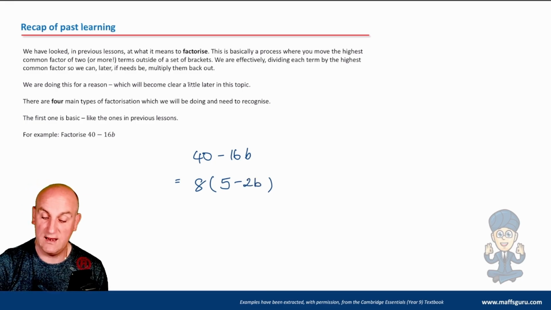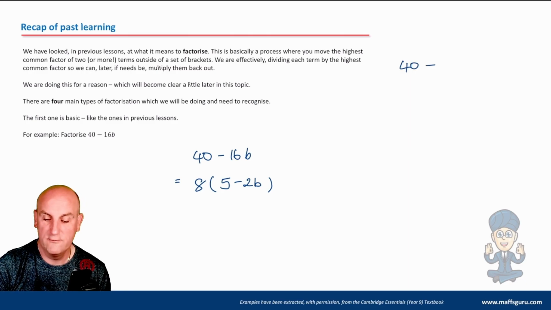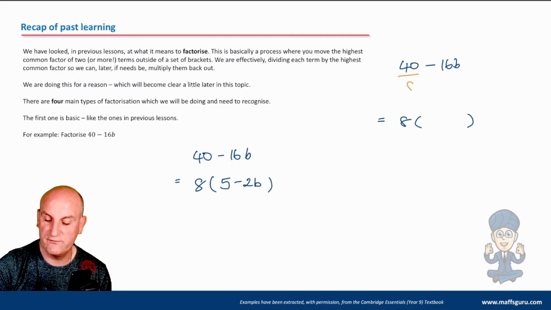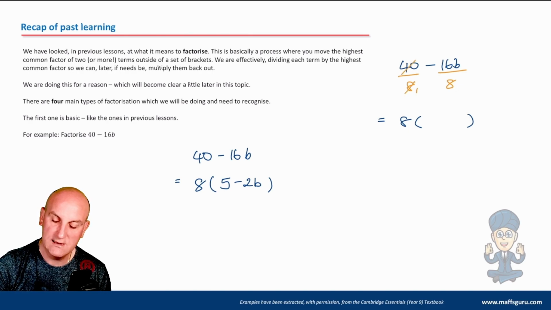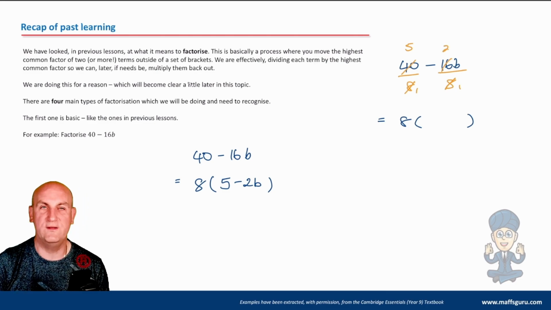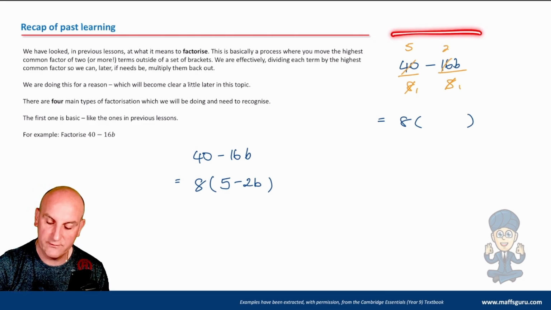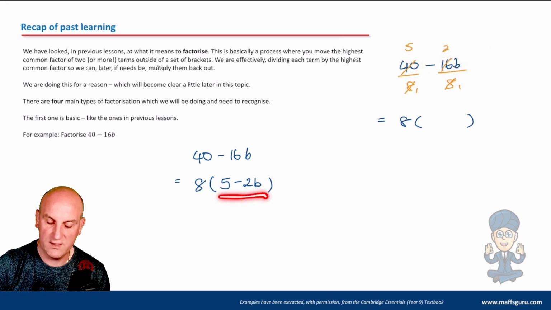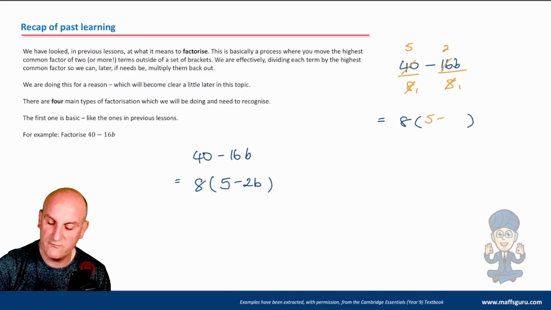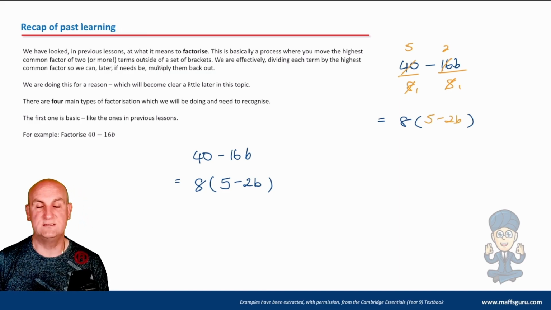So that's factorization, and there are obviously other ways of doing this. With 40 minus 16b, if I write my 8 outside a set of brackets, what I'm really doing is dividing each of these terms by 8. So 8 goes into 40 five times, and 8 goes into 16 twice. And again, there's no one way of doing maths. So what do we get left? We get 5 minus 2 times b, so 5 minus 2b. There are different ways of doing this.